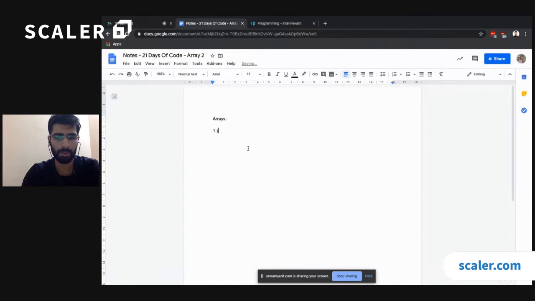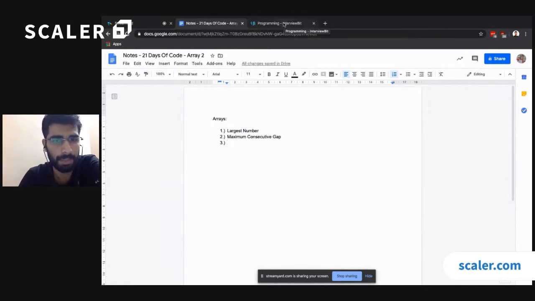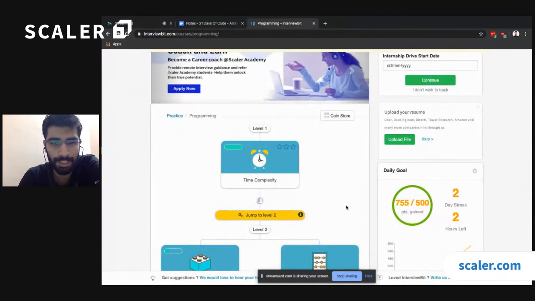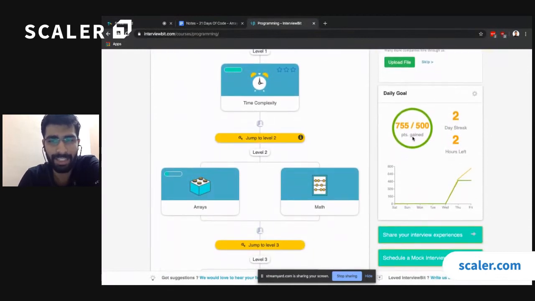The one that people told was largest number. The other question was maximum consecutive gap. And I think there was one more question that people told us to solve. So let us start solving them one by one. As you can see, I have done my today's streak already, but I haven't solved these questions in some time, so they will be almost like new to me.